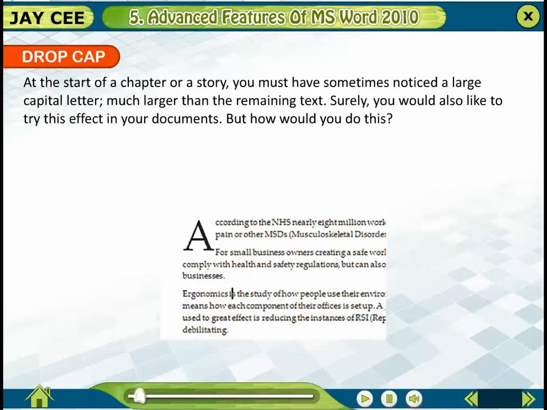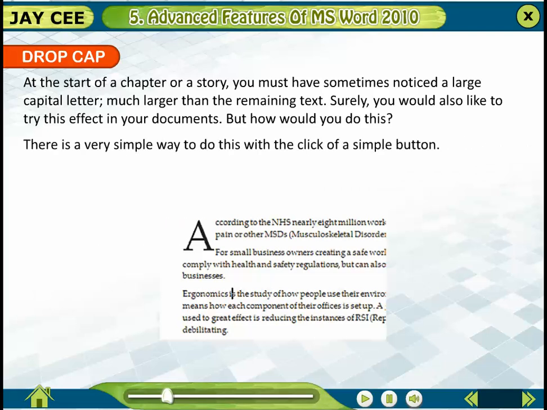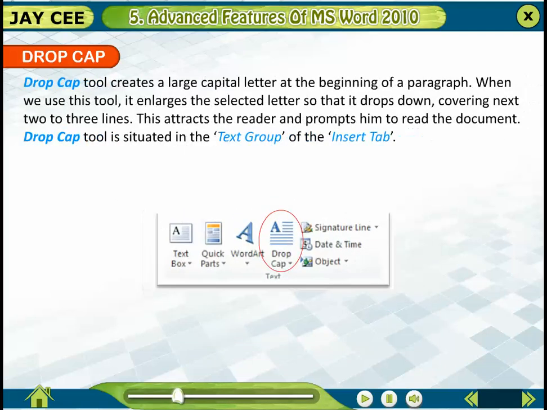Drop cap. At the start of a chapter or a story, you must have sometimes noticed a large capital letter, much larger than the remaining text. Surely you would also like to try this effect in your documents. But how would you do this? There is a very simple way to do this with the click of a simple button. Drop cap tool creates a large capital letter at the beginning of a paragraph.